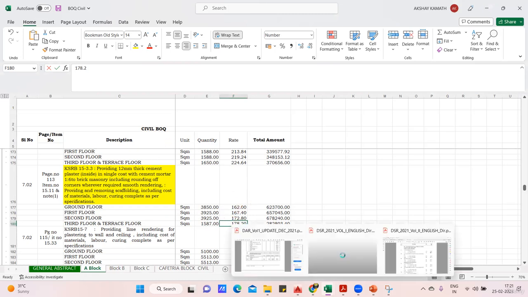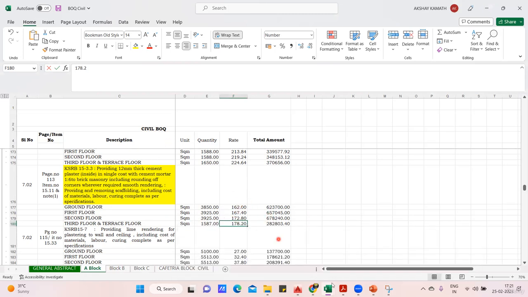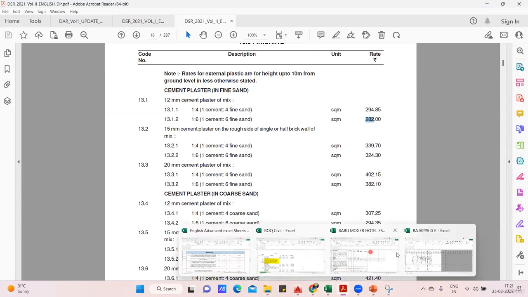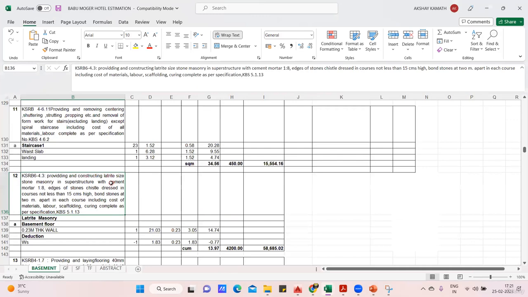This is one BOQ I'm showing. You can even pick the same rate. Otherwise, I'll show you one more, which is going on in my place. Okay. So these are two projects where you can take the rates. I'll go with this one.